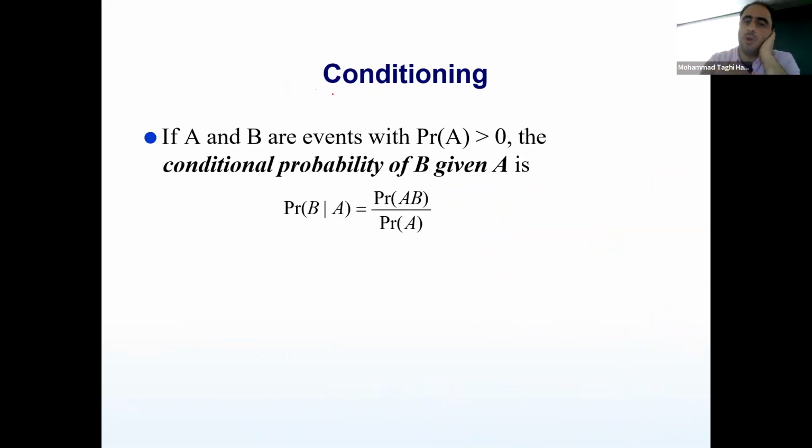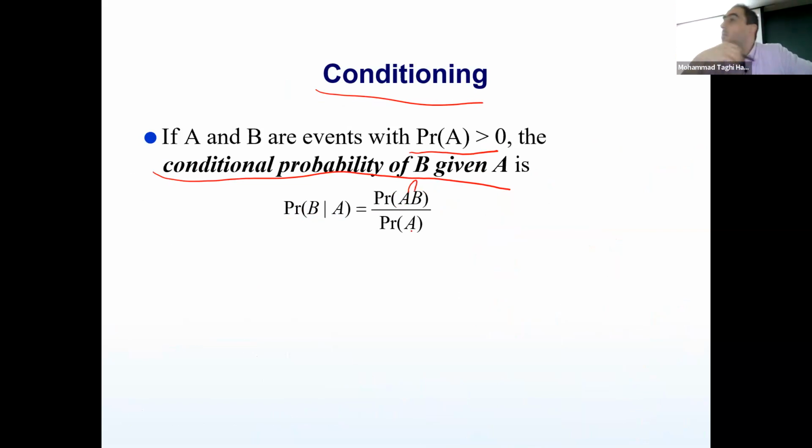Another thing which is very important is conditioning. If A and B are events with probability of A greater than 0, then the conditional probability of B given A is this formula. Probability of B conditioned on A is equal to probability of AB, again AB means A intersection B, over probability of A.